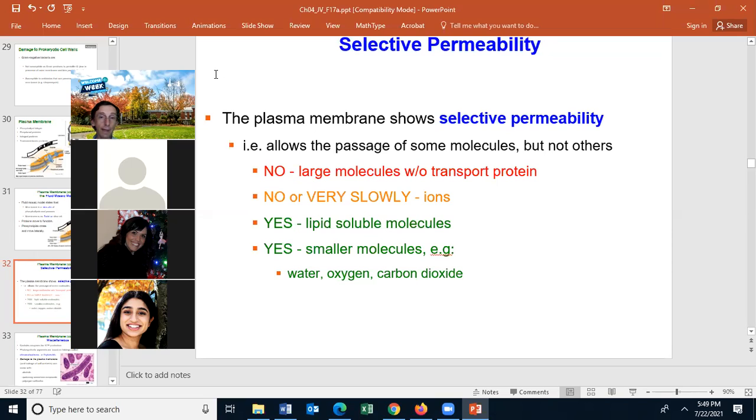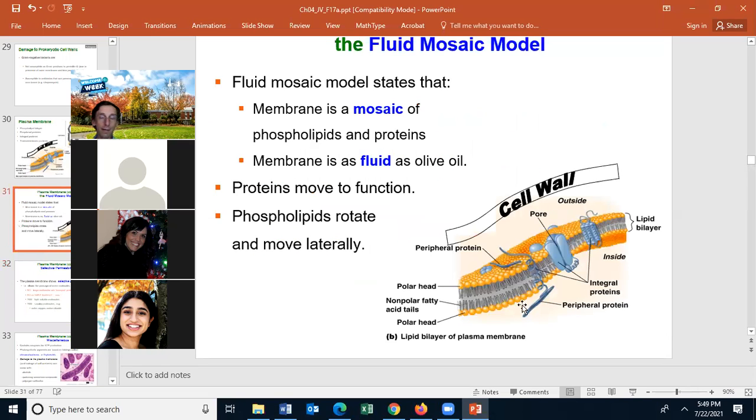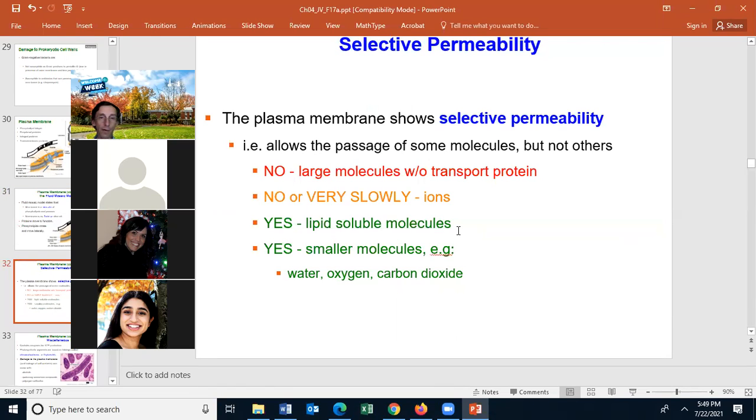Lipid molecules can pass through the cell membrane because they can dissolve in the fatty acid tails of the lipid bilayer. But if you think about it, there aren't too many lipids floating around in your blood. The blood is mostly water, and it contains mostly water-soluble molecules. So my point is, cells aren't going to see that many lipids.